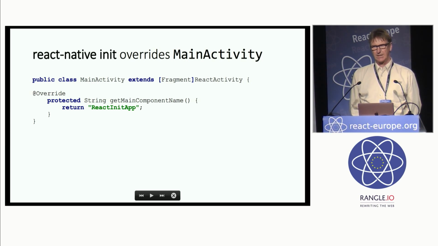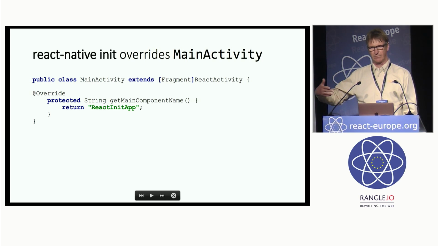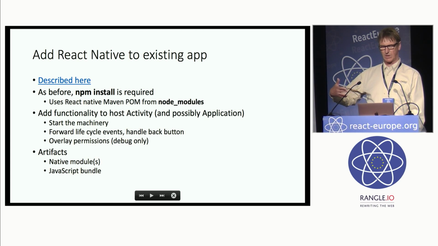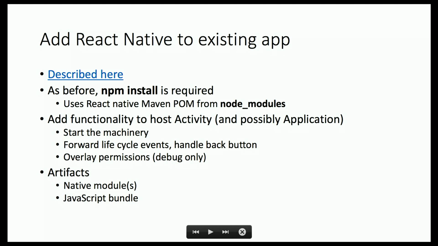Now, if you go to the getting started part of the React Native documentation on the web, you'll find that they have a description of how you can add React Native to an existing app. And again, you require npm install, and you consume all of React Native, the native libraries as a POM from within the node modules thing.